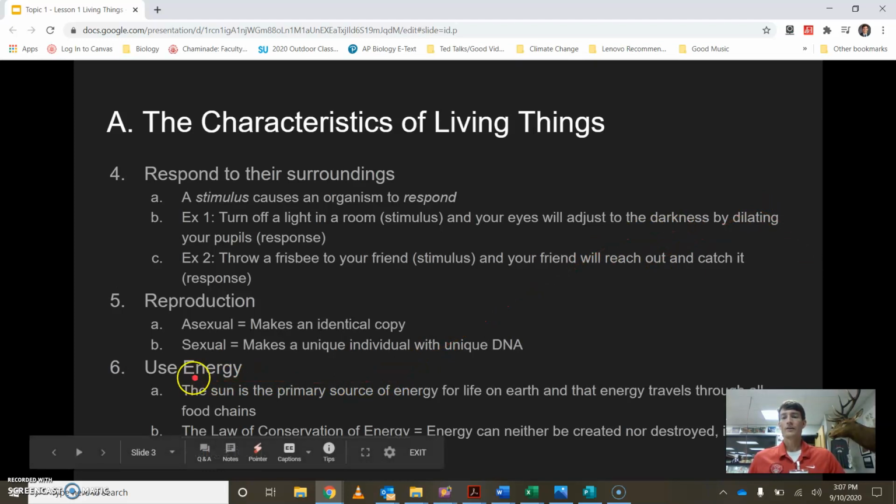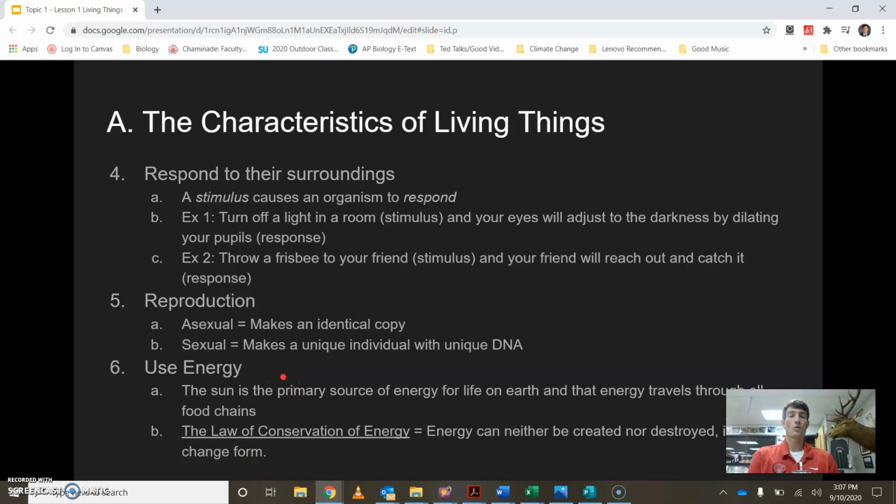Finally, one of the other characteristics is that all living things use energy. And so we know that the primary source of energy on Earth is the sun, and that once that energy reaches Earth, it gets absorbed by plants and other photosynthetic organisms, and then that energy starts to work its way up a food chain. So it goes into primary consumers, and then from there it works its way up to the top level consumers, which are the main predators.